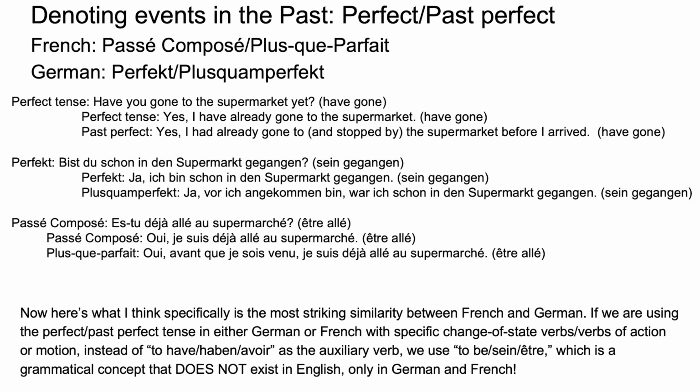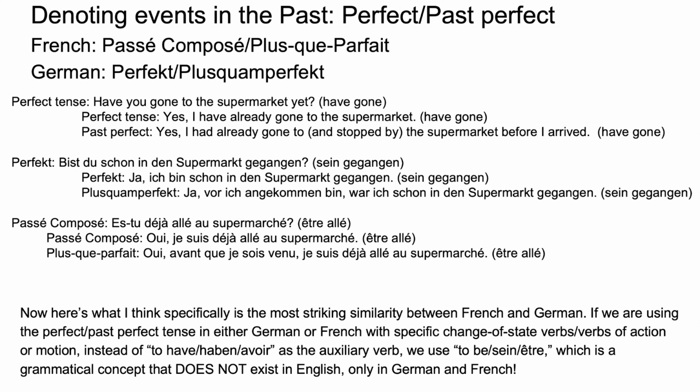Now here's what I think specifically is the most striking similarity between French and German. If we are using the perfect/past perfect tense in either German or French with specific change of state verbs/verbs of action or motion, instead of to have/haben/avoir as the auxiliary verb in the sentence, we use to be/sein/être, which is a grammatical concept that does not exist in English, only in German and French, as can be seen above in the examples. In English, we have in the perfect tense, have you gone to the supermarket yet? Where the auxiliary verb is have, and the past participle is gone.